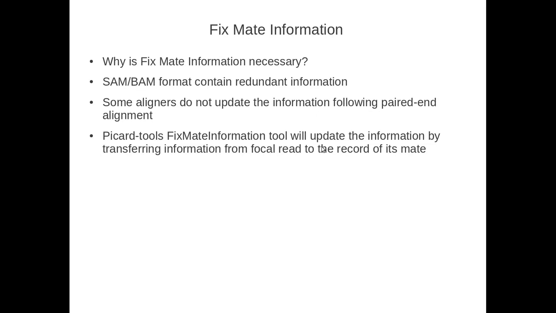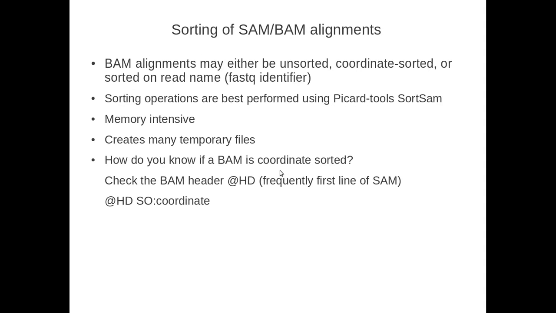Okay, so this is all pretty much what I just explained to you, and I'll let you read about this in some more detail by looking at the documentation in Picard Tools, but this is essentially why you need to run FixMateInformation. You also need to sort SAM and BAM alignments. So an alignment can either be unsorted, coordinate sorted, or read name sorted. That is, sorted based upon the identifier.